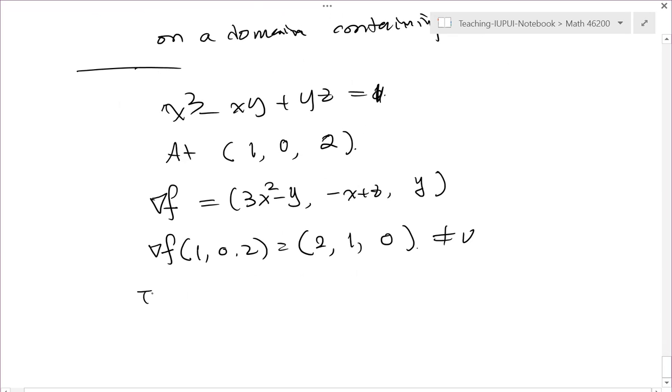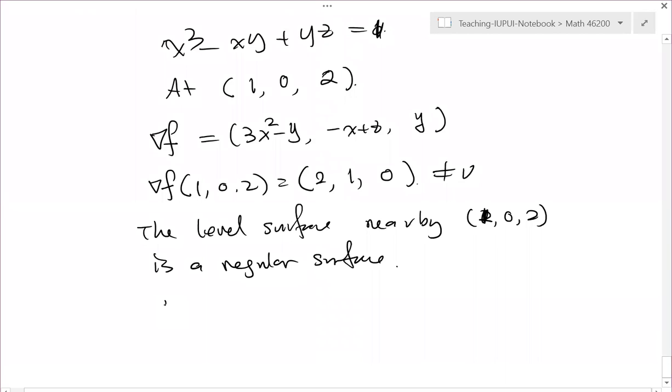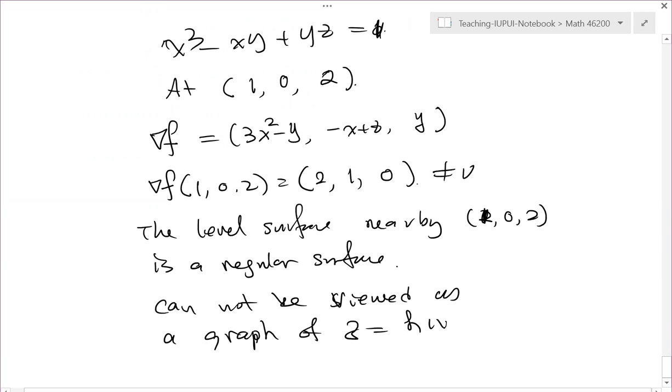So the level surface, nearby this point, is a regular surface, but cannot be viewed as a graph of something like that.